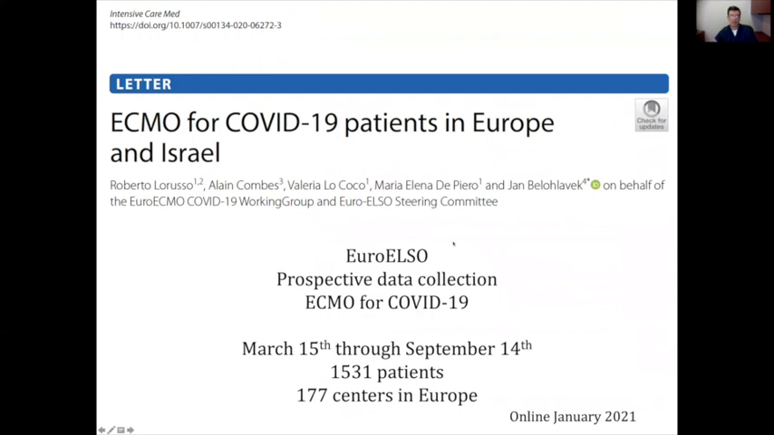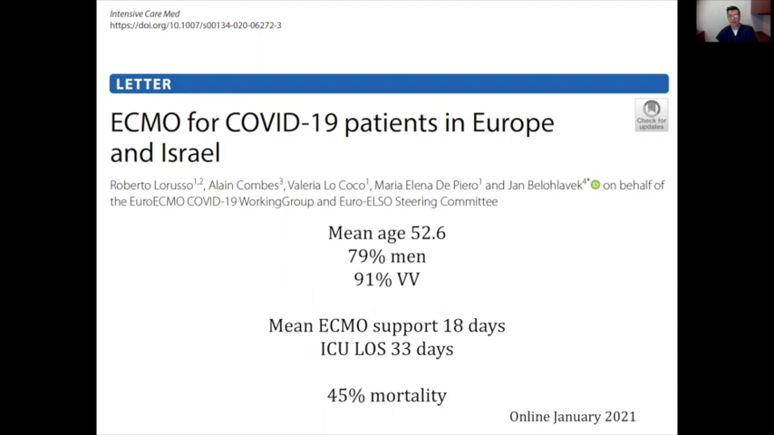This is from the European version of ELSO, Euro-ELSO. This was a survey of COVID-19 patients in Europe and Israel, led by Roberto Lorusso and Jan Bolovic, from the middle of March through the middle of September. They had a total of 1,531 patients, so it's the largest population reported so far, but it's a survey, so not as in-depth data. This is from 177 centers throughout Europe.